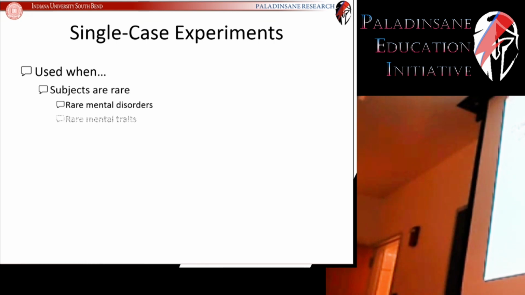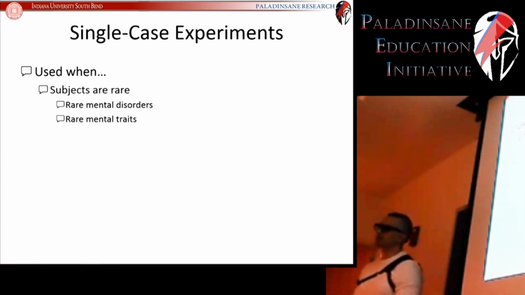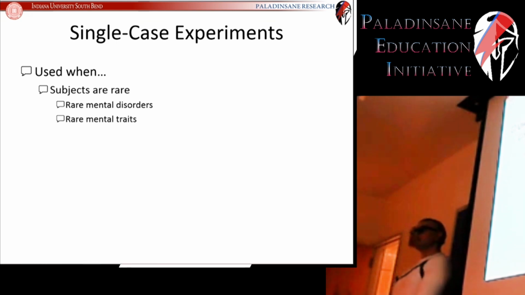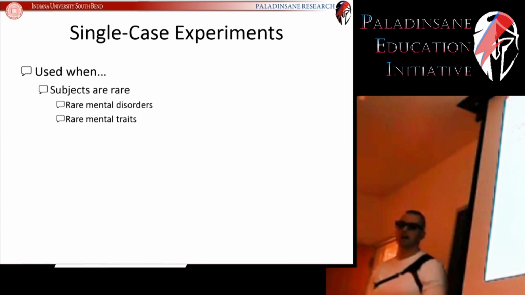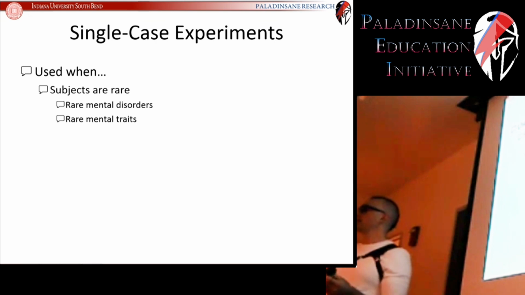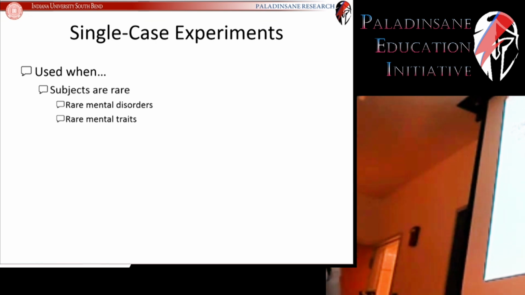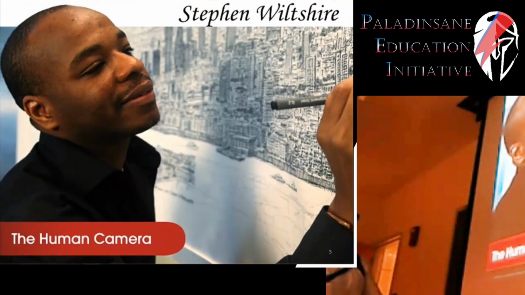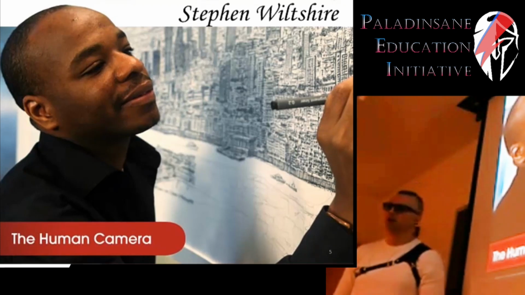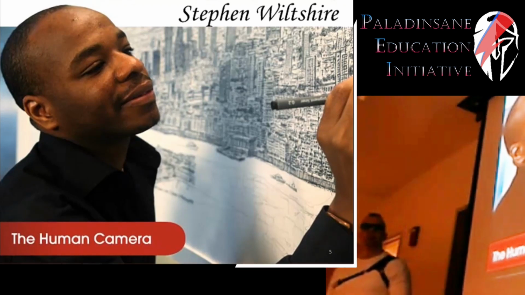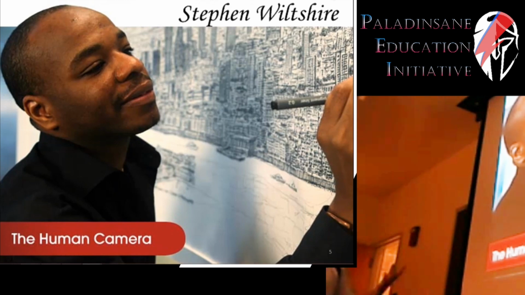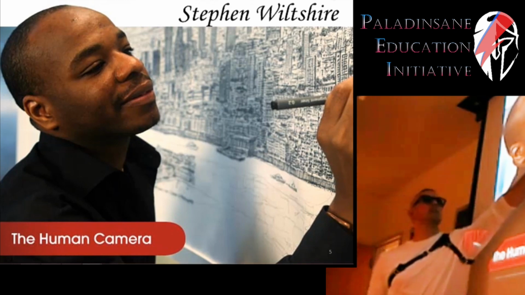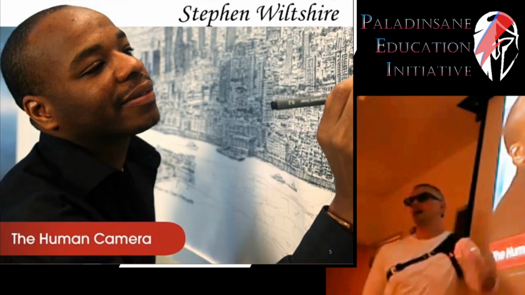So rare mental disorders, also rare mental traits, right? Looking on the positive side, sometimes you want to study people with really outstanding talents that make them incredibly unique. So one example of this is Stephen Wiltshire. He's known as a human camera. And we'll take a look at a video of his capabilities. And, suffice it to say, he's incredibly unique. So let's take a look at exactly what he can do.